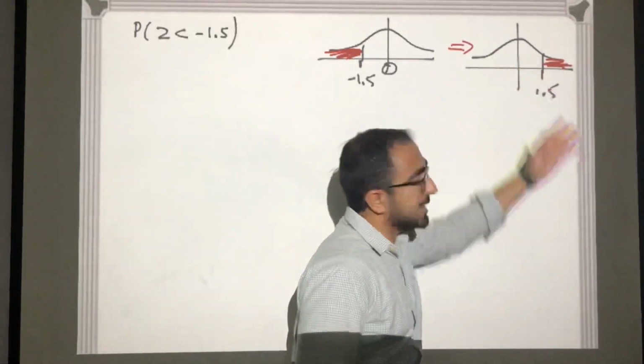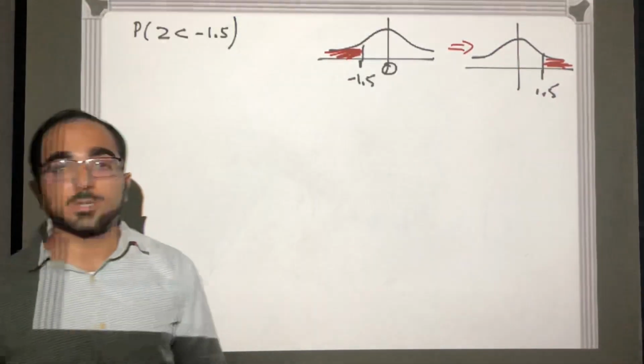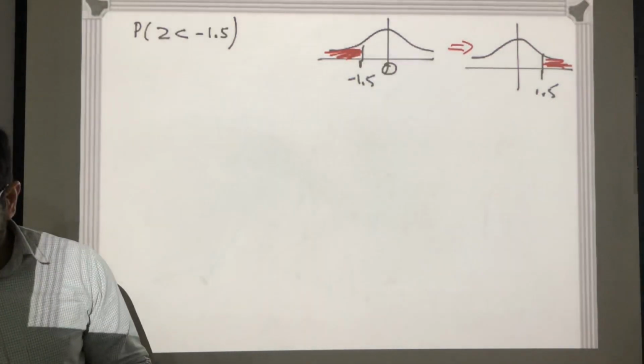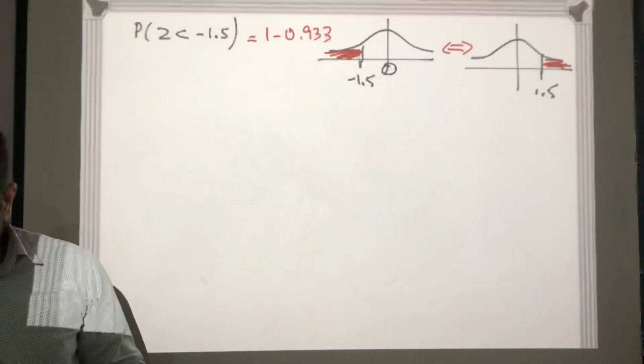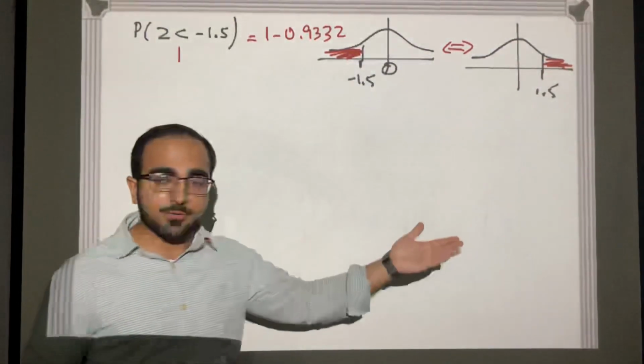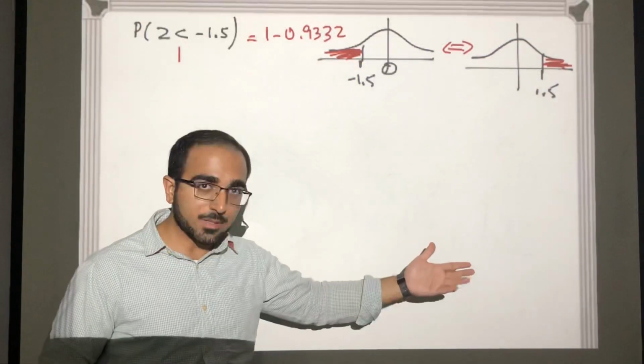And this is something that we just did. Greater than 1.5 was found out as 1 minus z less than 1.5. So this was done with 1 minus 0.9332. So you could say that if it is z greater than 1.5, it was 1 minus z less than 1.5.